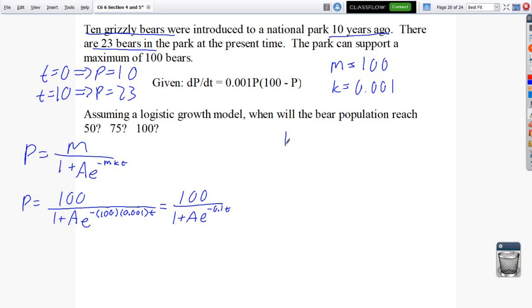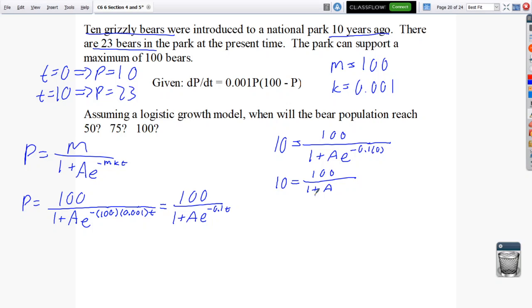So my population of 10 is going to be equal to 100 over 1 plus a e to the negative 0.1 times 0. Negative 0.1 times 0 is 0. e to the 0 is equal to 1. So I'm going to have 10 is equal to 100 over 1 plus a times 1.